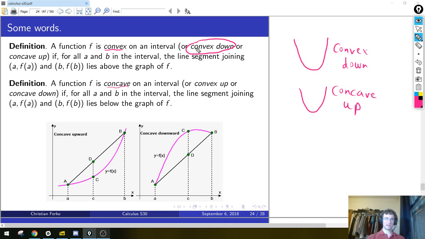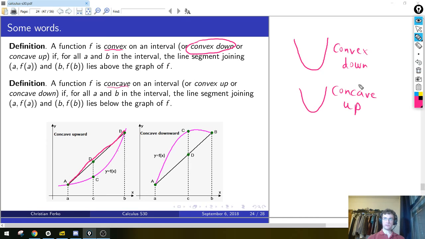A function f is convex down or concave up if, for all a and b in the interval, the line segment joining the two points (a, f(a)) and (b, f(b)) lies above the graph of f. That's shown in this picture down here. This guy's concave up because if we take a point A and a point B larger than A and draw the line segment between those two points, everywhere this line segment is above the graph of f, right? It's vertically higher. So that's concave up.